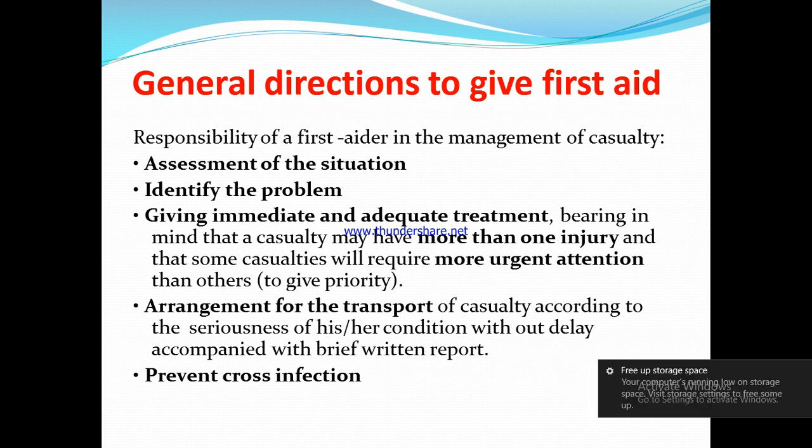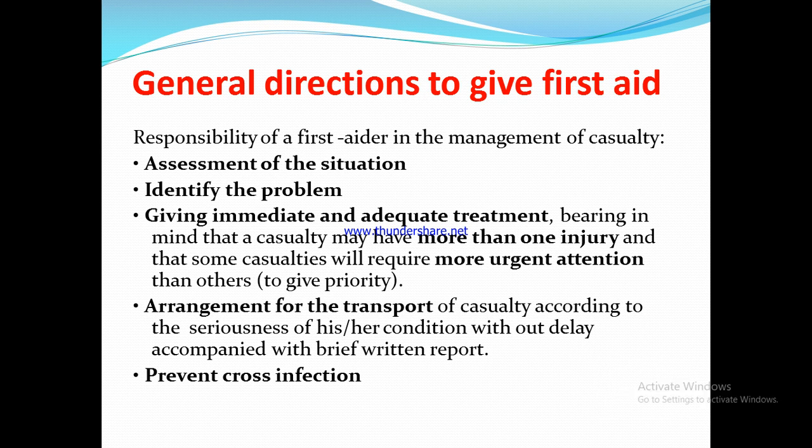Upon identifying or diagnosing the problem, he is expected to give immediate and adequate treatment to the casualty. He has to bear in mind that there will sometimes be more than one injury to a single casualty. When there are multiple injuries, they should be prioritized by the urgency of each injury.